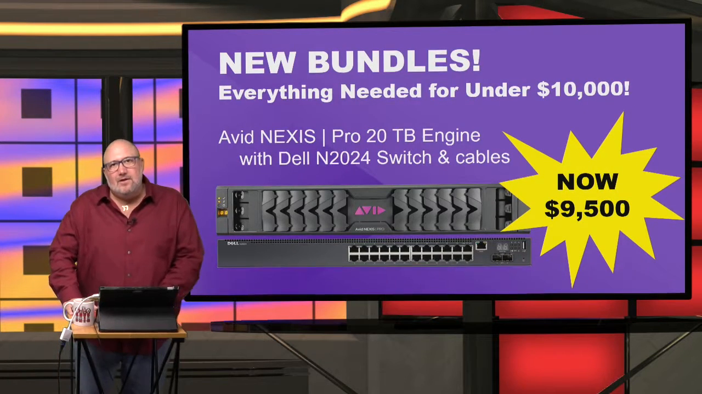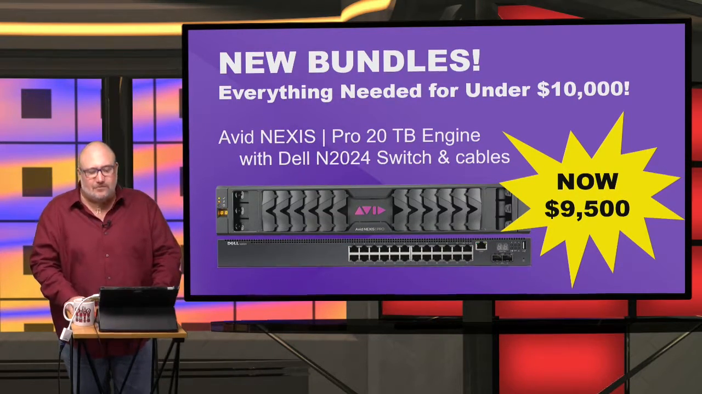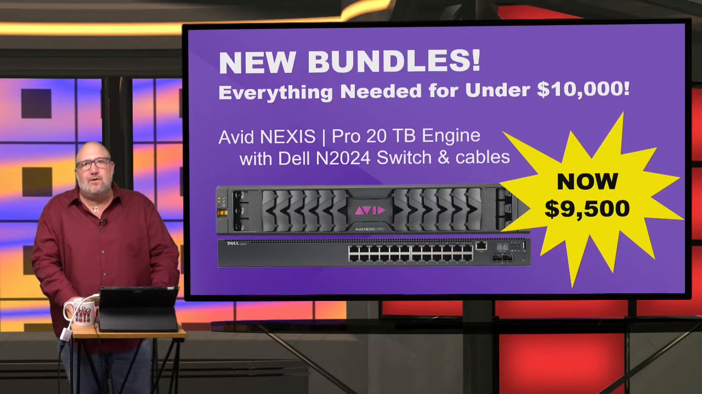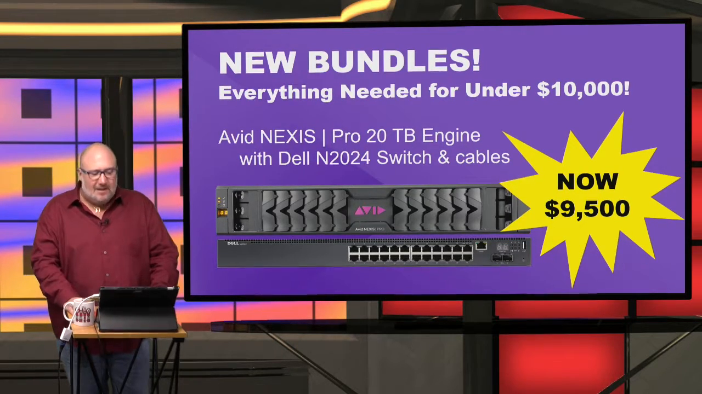All right. We told you we had some big news and some big specials and some big prices, and I told you that we had a new bundle for under $10,000. I was wrong. It's $9,500. It gets you a Nexus Pro 20 terabyte engine and a Dell Switch. The Dell Switch will support up to 20 users. I'm not saying you can have 20 users on a single Nexus engine, but you can if you want to. And the biggest thing about it is now you're ready to go.